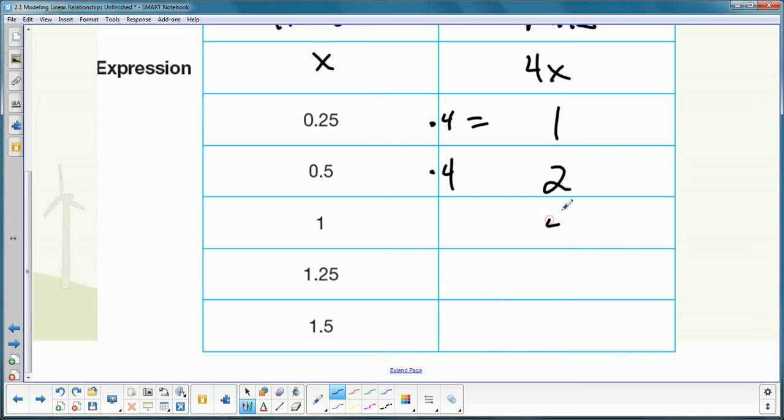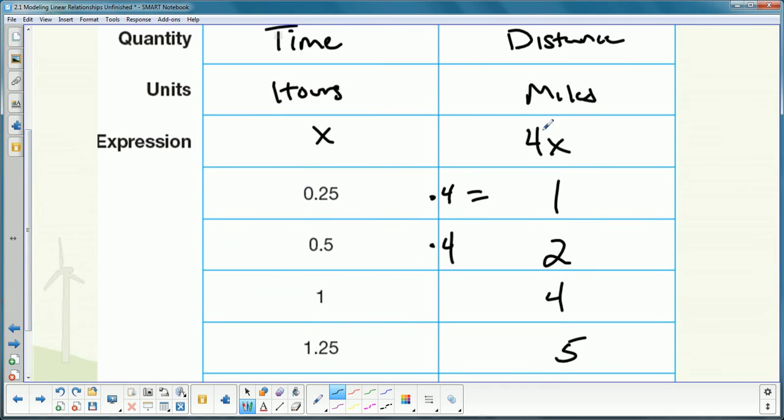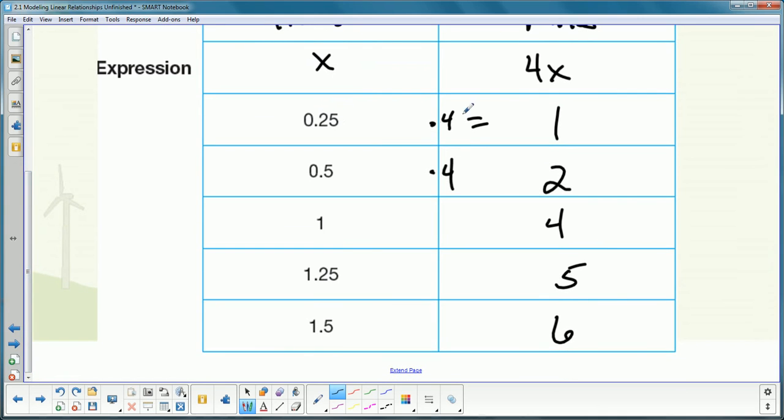1 hour should give us 4 miles, which makes sense because it's 4 miles per hour. 1.2, then we'd plug that in, we'd get 5, and 1.5 we'd end up with 6. So once we have our expression, it's fairly easy to fill in our table. We just take these numbers and plug them in. 4 times 0.25, 4 times 0.5, 4 times 1, whatever the numbers are in the table. And that's how we do a table.